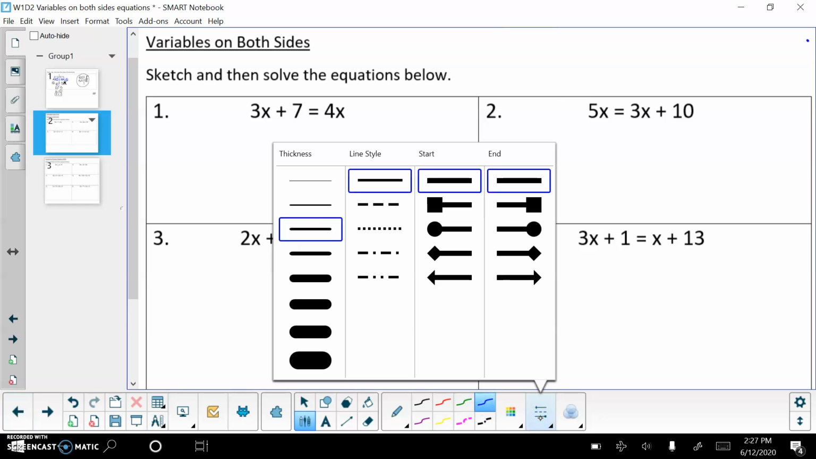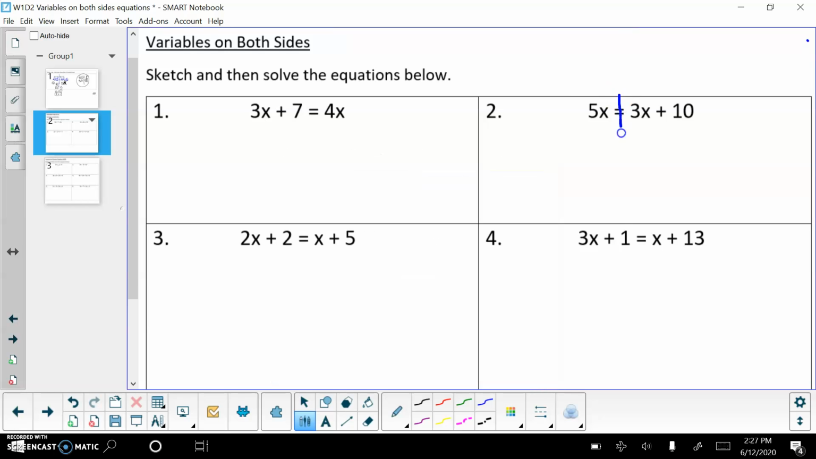I'm going to start off with drawing the line so we can see our left and our right sides. And on my left side I've got 5 x's. Remember, x's are triangles, so I'm going to draw 5 triangles. 1, 2, 3, 4, 5. On my right side, I have 3 x's, so that's 3 triangles. And I also have a 10 cube. And this is different from yesterday when you only had the variables on one side. Now I have it on both. So now I'm going to go about solving this.